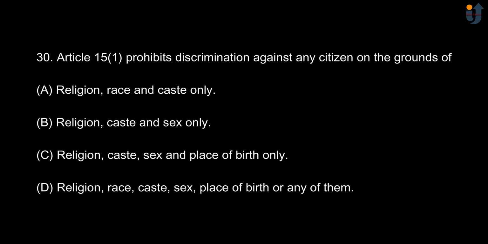Next, Article 15(1) prohibits discrimination against any citizen on the grounds of option A, religion, race and caste only. Option B, religion, caste and sex only. Option C, religion, caste, sex and place of birth only. And option D, religion, race, caste, sex, place of birth or any of them. The correct option is option D, religion, race, caste, sex, place of birth or any of them.